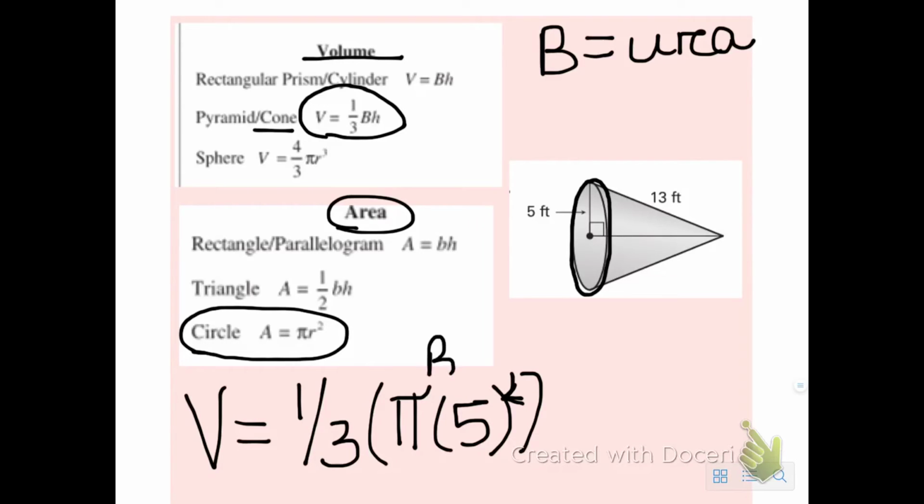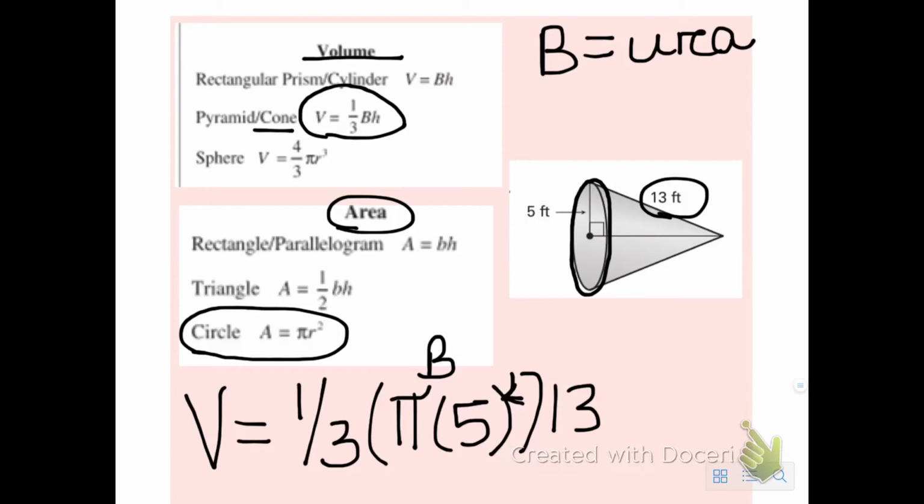That's my capital B. And my h, the height, is 13. So again, all I have to do is put that in my calculator. I'm going to hit my fraction bar and put 1/3 in there. Make sure you hit over, times pi (hit your shift button), times 5 squared, times the height, which is 13.